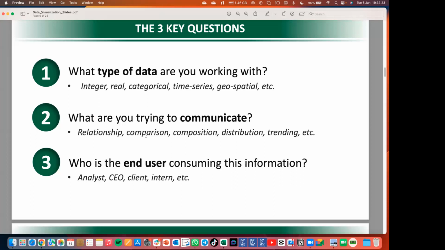Then, are you trying to compare? If you're comparing this month and the other month, which type of chart are you supposed to use? It should be different from what you used when you're doing relationships. Then, are you trying to create a composition, like between the 1st and 15th, this is how it is always done, and at the end of the month, this is how it is always done. That is a composition, which I can also call a distribution.